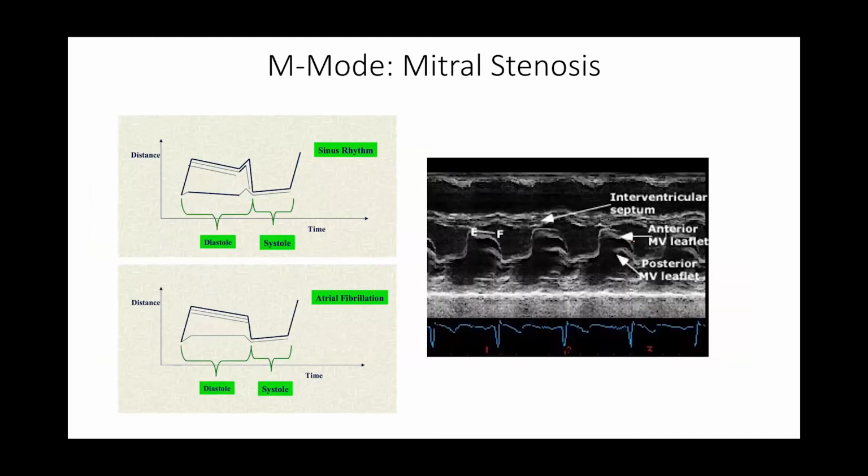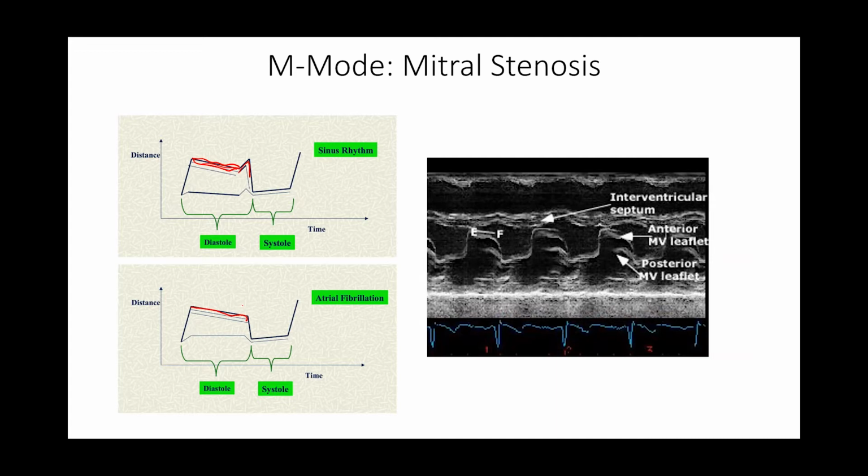In mitral stenosis, it depends whether you have sinus rhythm or the patient is in atrial fibrillation. In sinus rhythm, you will lose that typical E and A, but you will have this slow slope, and a little bit of A would superimpose on the E. Whereas in atrial fibrillation, because you don't have any A wave, it will be a simple slope.